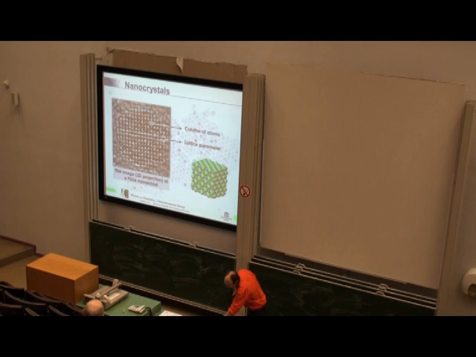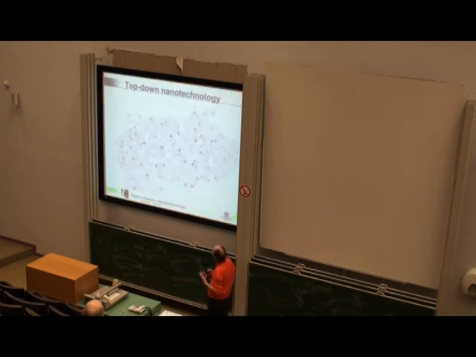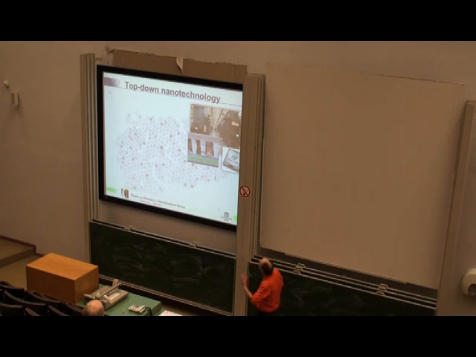Now, what do these nanocrystals have to do with nanotechnology? Let's say in general, there's two ways to make nanostructured materials. The first one is the method that was developed in microelectronics. They changed their name, they call themselves now nanoelectronics. And what they actually do there is they start from very big silicon wafers and they use lithography to remove bits and pieces of the silicon.